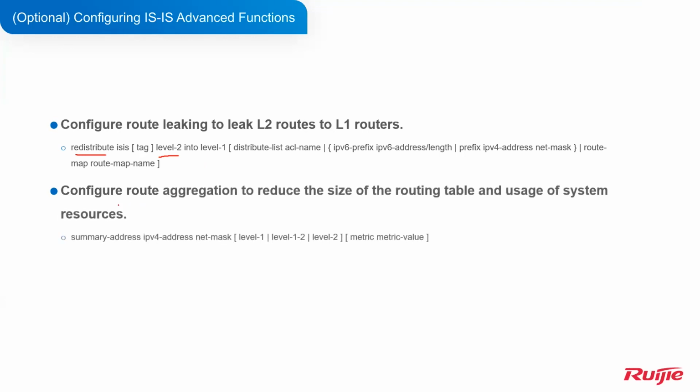And also you can configure some route aggregation to reduce the size of the routing table. The command is summary-address, the IPv4 address, the net mask, and the level. Give the IP address and the mask. Okay, so this is an advanced function. If you use the summary function on your router, you can reduce the number of entries in your IP routing table.